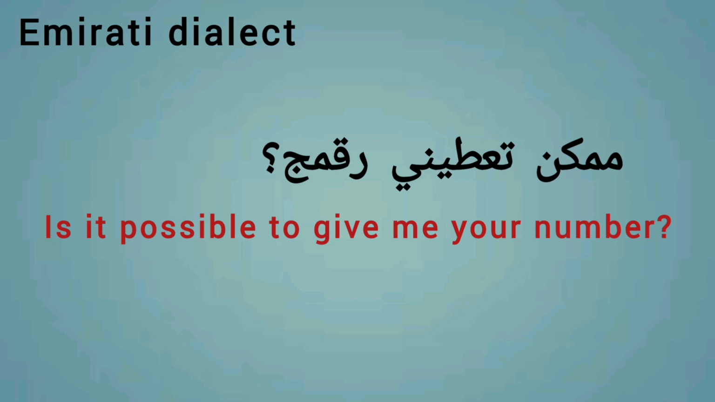And if you just want to ask someone's number, in Arabic you can say ممكن تعطيني رقمك. You say this phrase to a female. ممكن تعطيني رقمك. Is it possible to give me your number? ممكن means possible. تعطيني means you give me. And رقمك means your number.